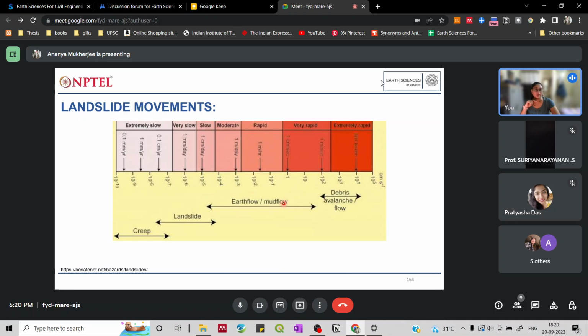And debris avalanche and flow are also very rapid. This can just happen all of a sudden, and this kind of causes a lot of damage too, and it is very difficult to predict it beforehand.